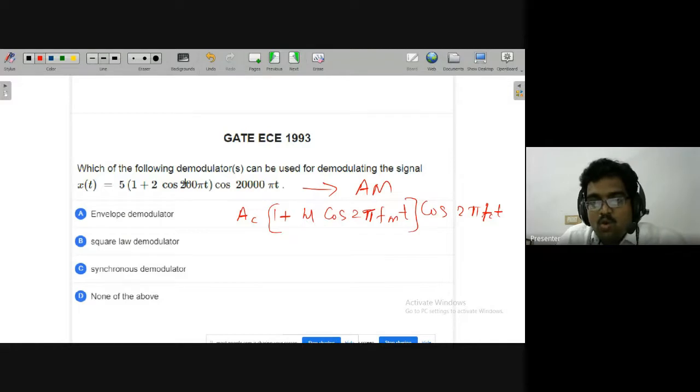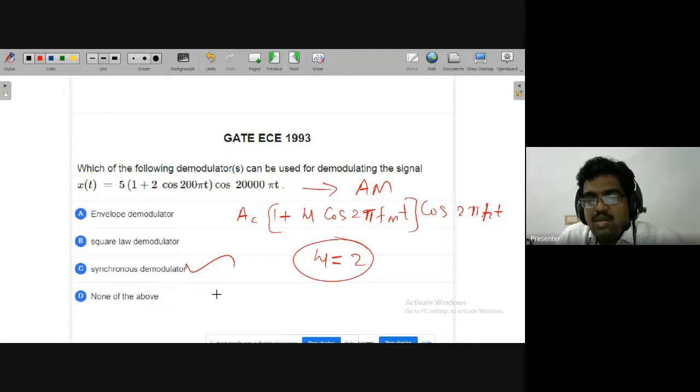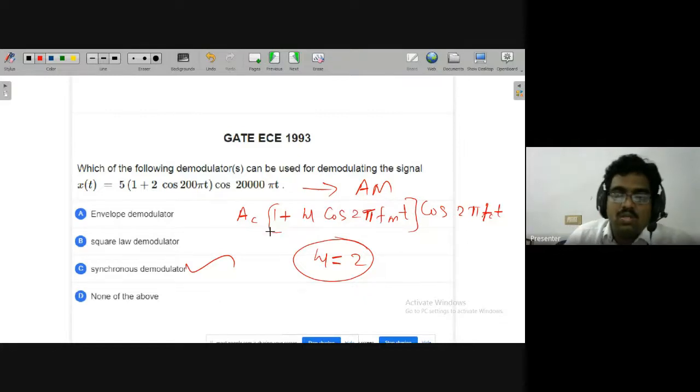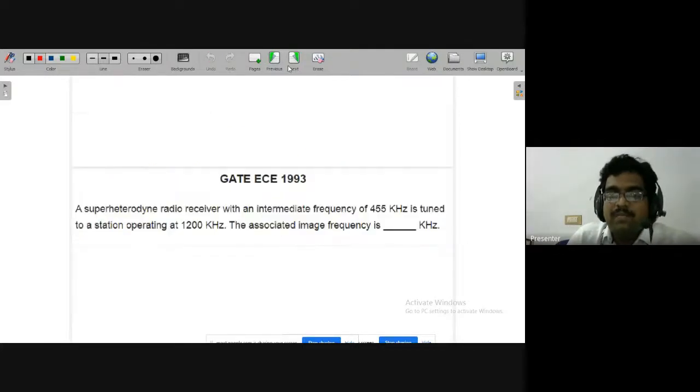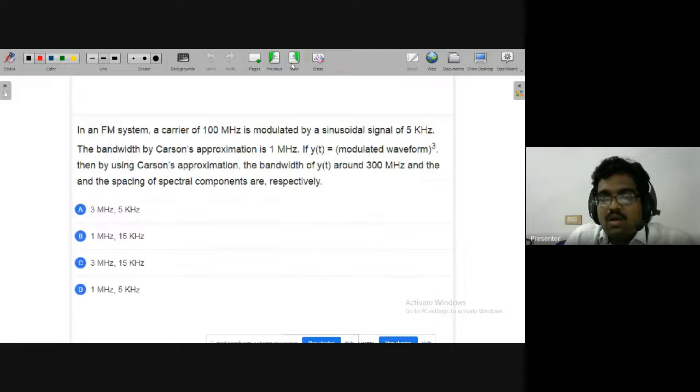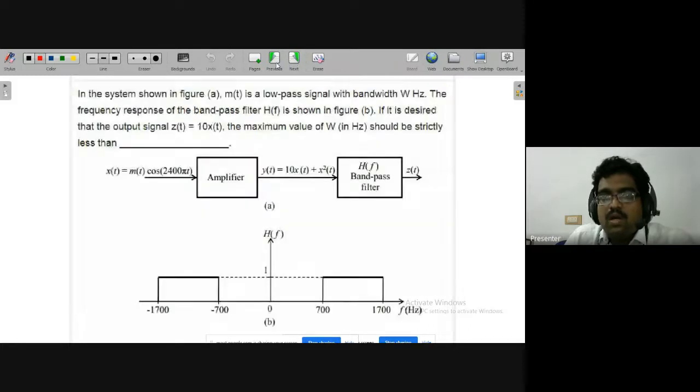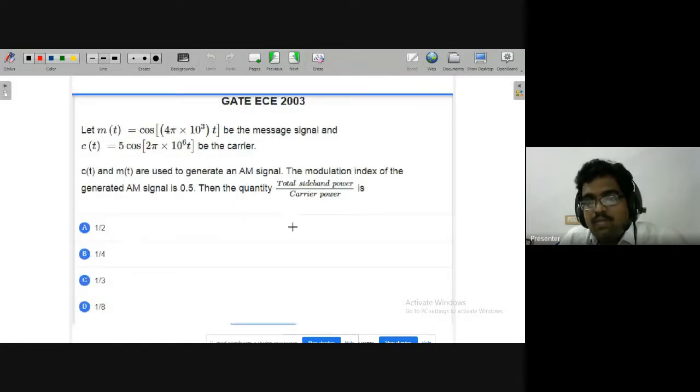What has been given for mu? Mu is given as 2. If it is 2, we can use only a synchronous demodulator. If mu is less than 1, we can use envelope or synchronous. If mu is greater than 1, only a synchronous demodulator can be used. So option C.